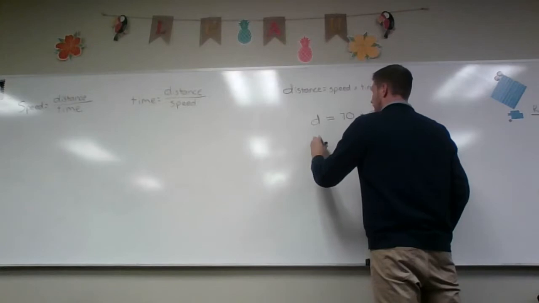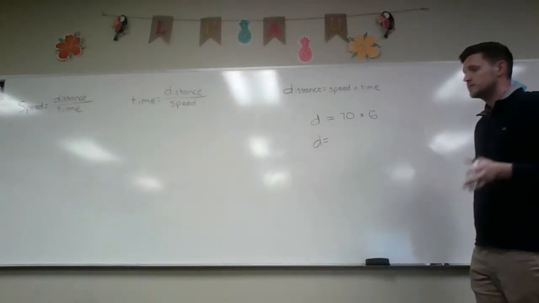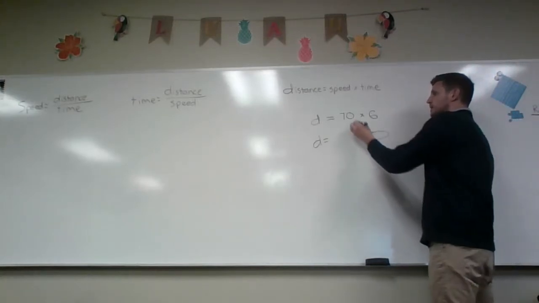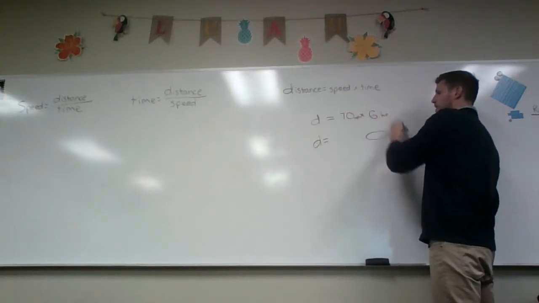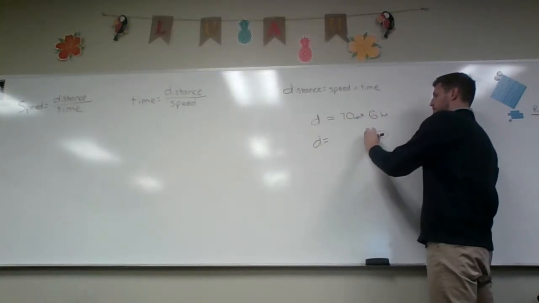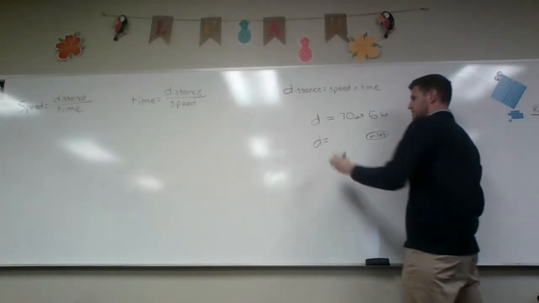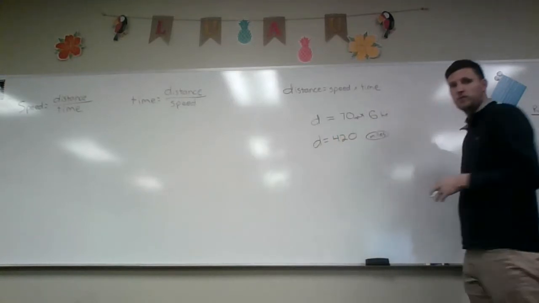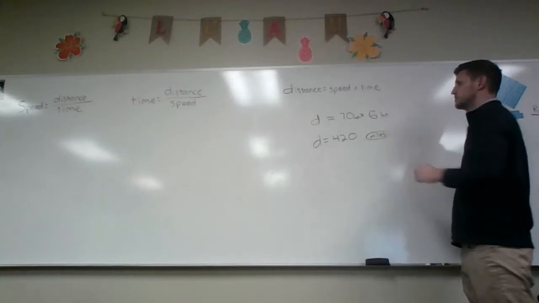So, based off of the problems, it's not always going to be the same unit here. Now, because this was miles per hour and this was hours, this would mean how many miles we're going. So 7 times 6 is 42 and 0. That means you would travel 420 miles if you were driving at 70 miles per hour for 6 hours.